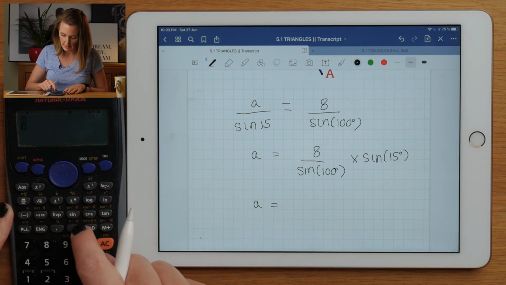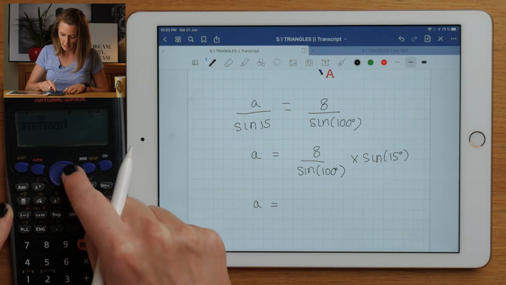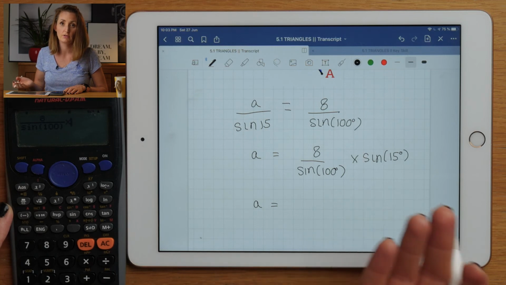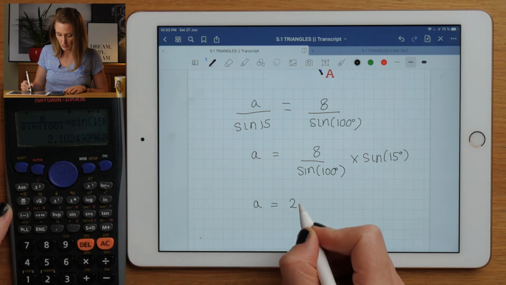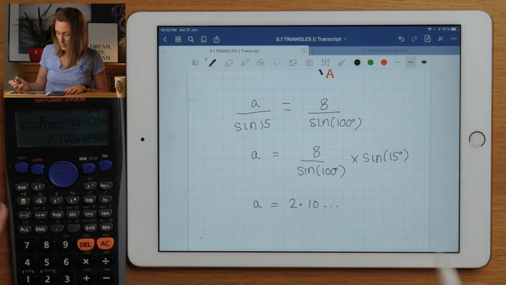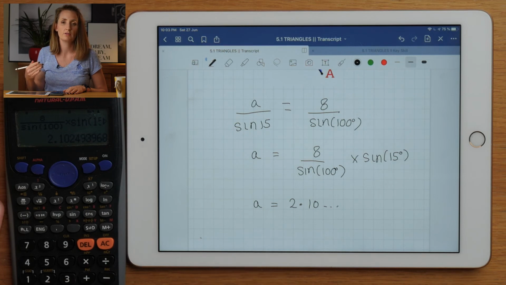So 8 here, sine 100. Check your calculator's in the right mode. We're working in degrees, so my calculator is in degrees. And this would be sine 15. So I've got 2.10, and then just round that to your required degree of accuracy.